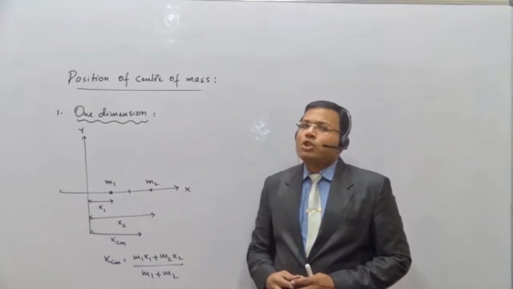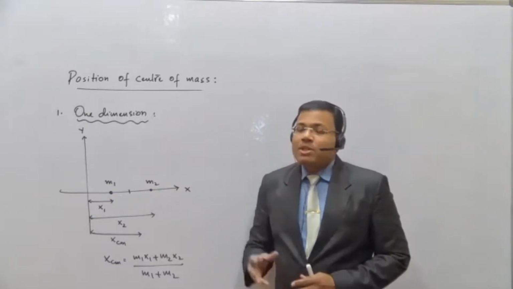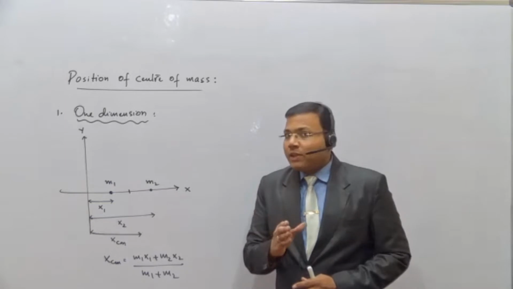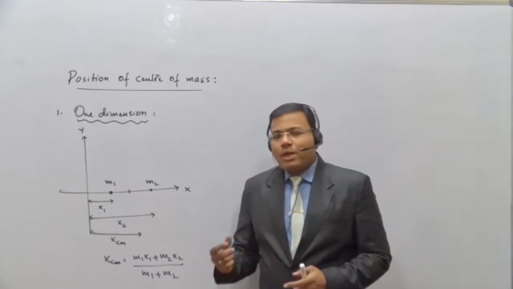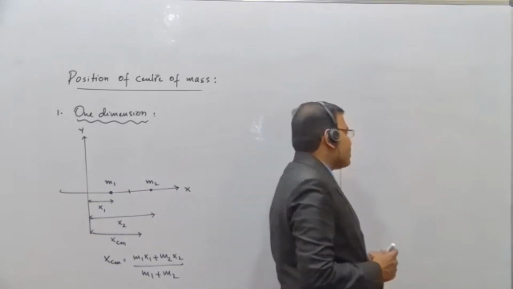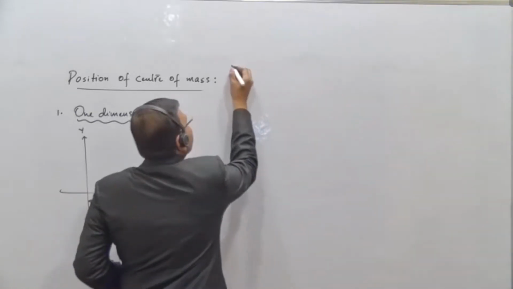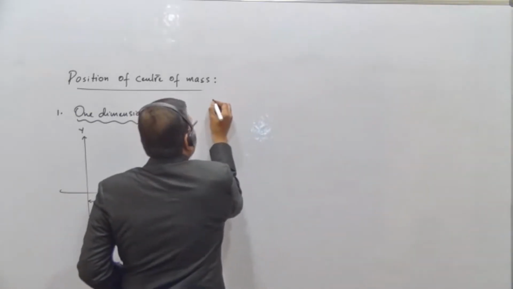Now let us go for the two dimension. So two dimension means we need to consider x-axis as well as y-axis. Two dimensions, one x, other y. So let us move with that. It's also very simple if you understand. See here, I'm going for the second part.